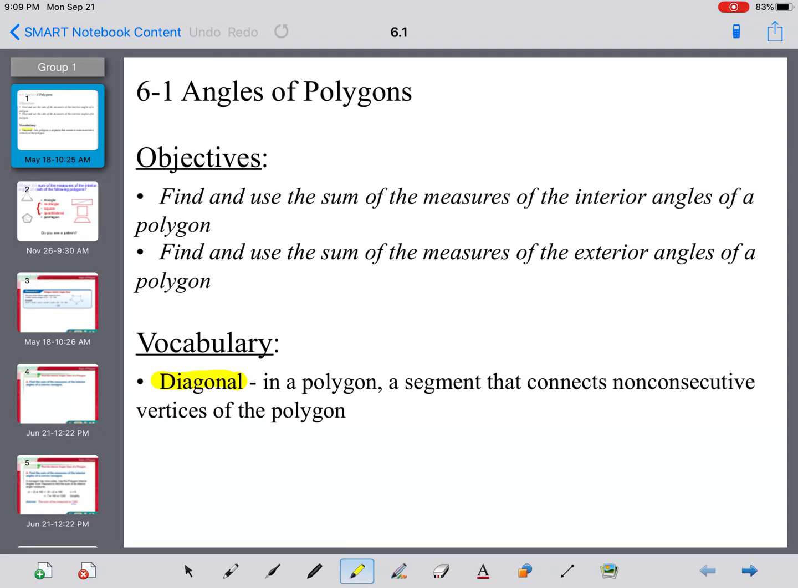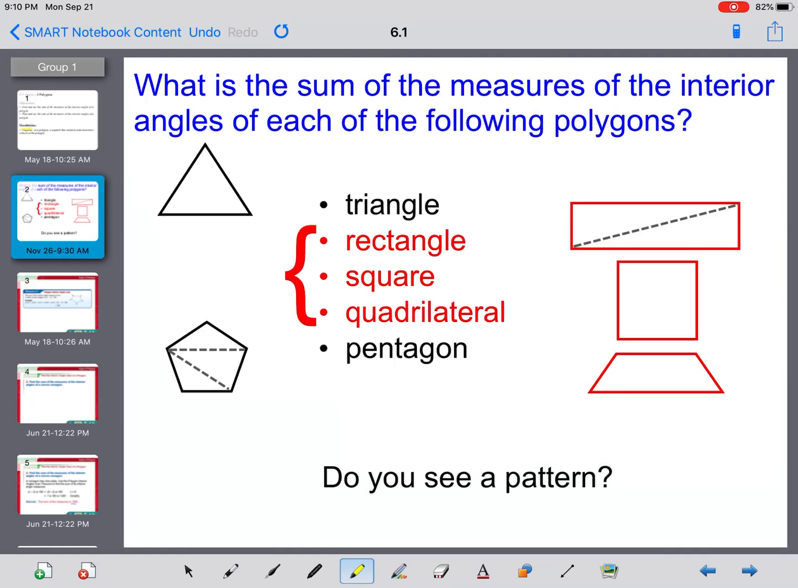Our vocabulary word for today is diagonal, which hardly seems like something we ought to need to know about. But in a polygon, a diagonal is a segment that connects non-consecutive vertices of the polygon. I mean, if it's consecutive vertices, it's called a side. So it's non-consecutive, and it's called a diagonal.